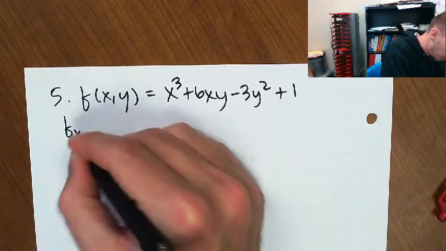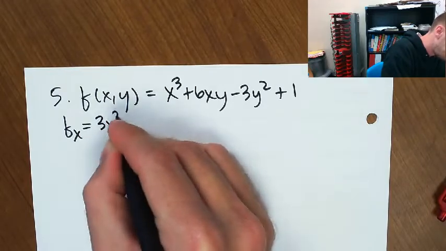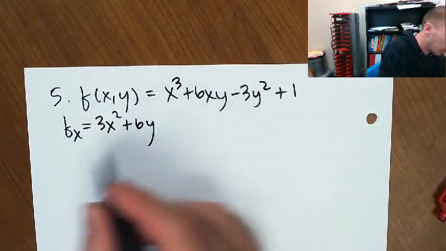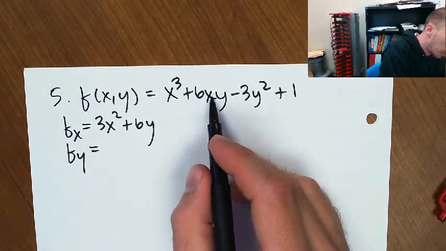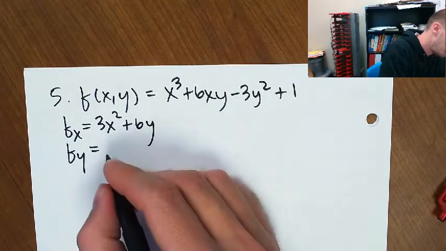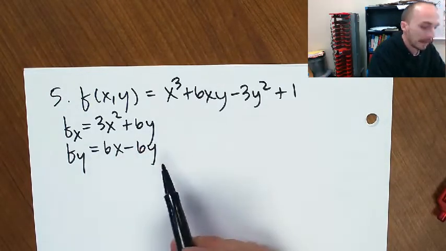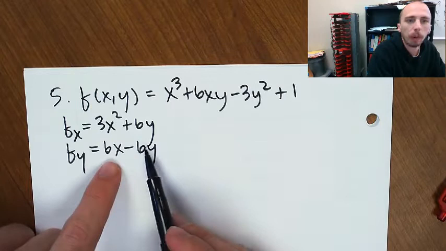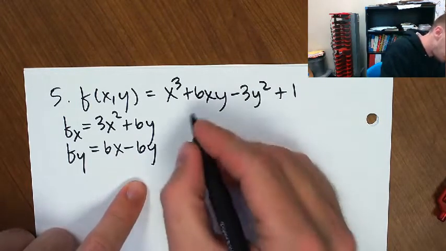And so I'm going to take my partials. Fx is going to be 3x squared plus 6y. Fy is going to equal 6x minus 6y. Now this is actually nice because I know if fy is going to equal 0, then x and y have to be the same number.